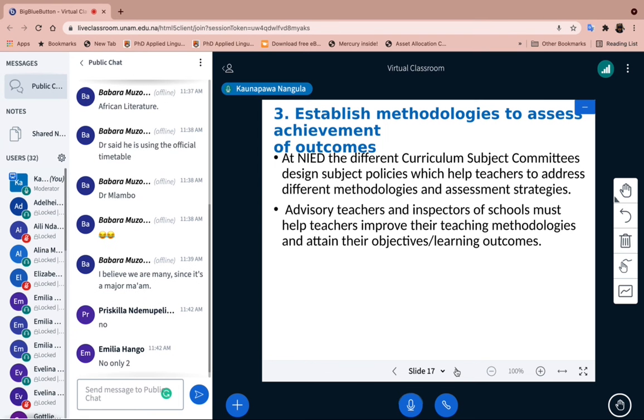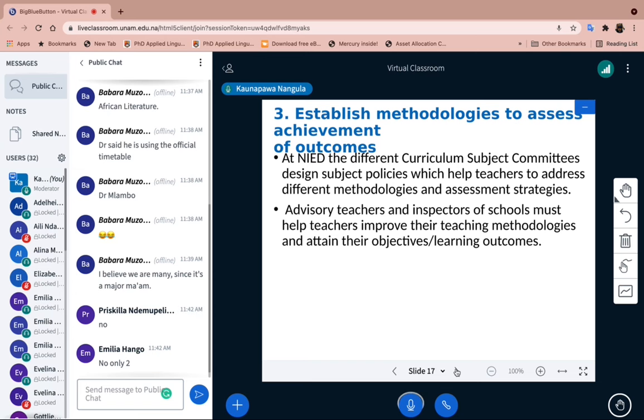No. Awesome. So we are starting with number 3, which is about establishing methodologies to assess achievement of outcomes. When it comes to establishing the methods that we need to use to assess, most of these assessment strategies have been predetermined by institutes such as NIED, all right?